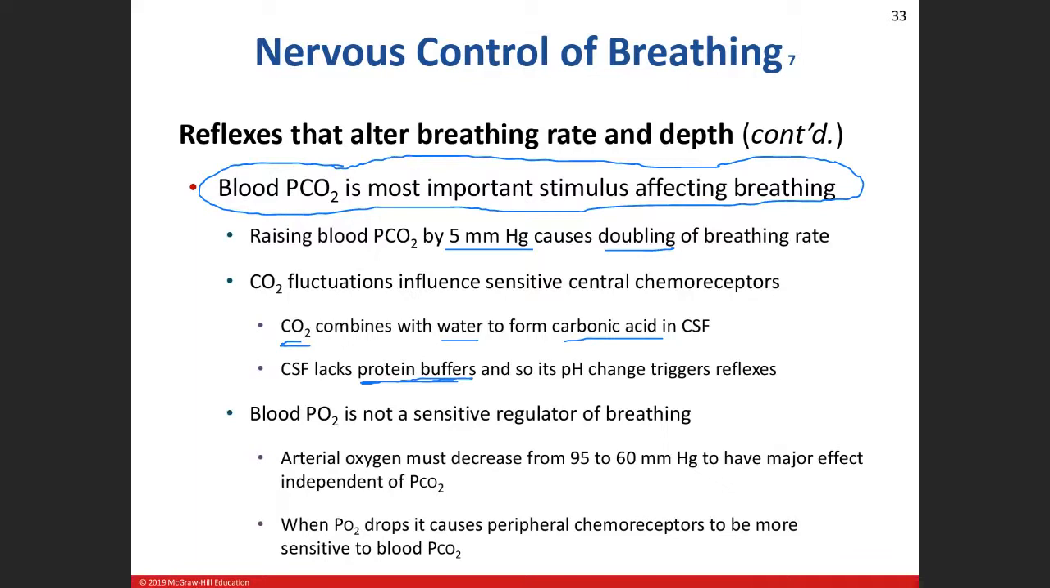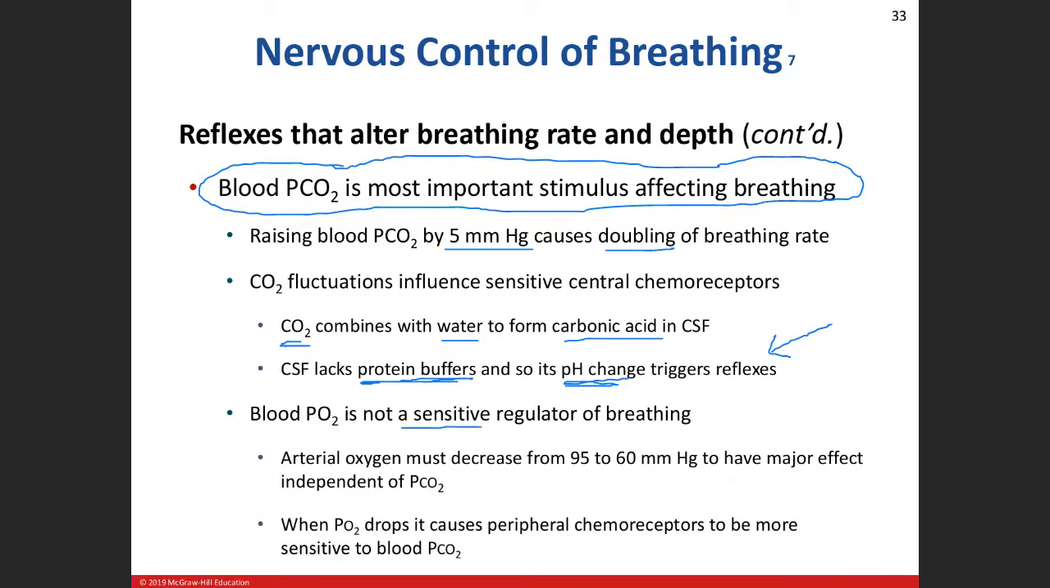So that makes it that much more sensitive to changes in the carbon dioxide levels in the CSF. And any little bit of pH change is going to immediately trigger these reflexes that we talked about: increased ventilation, the force of respiration, the breaths that we take, and the rates. We're going to see that oxygen is not as sensitive.